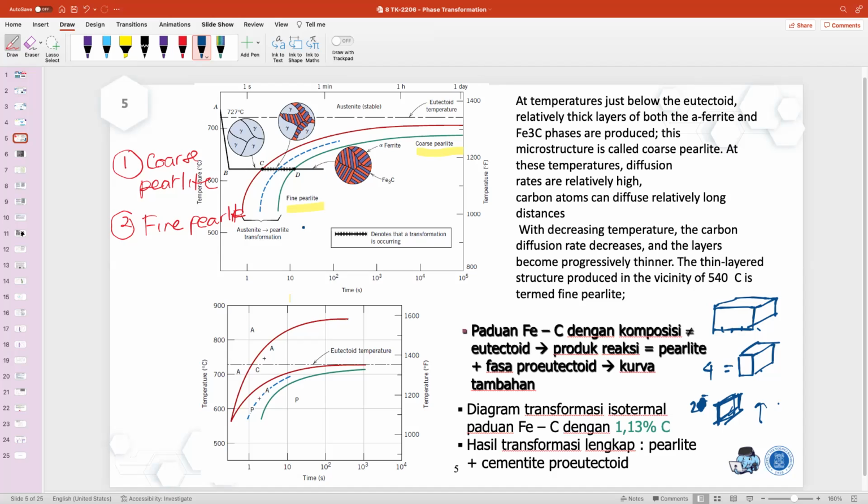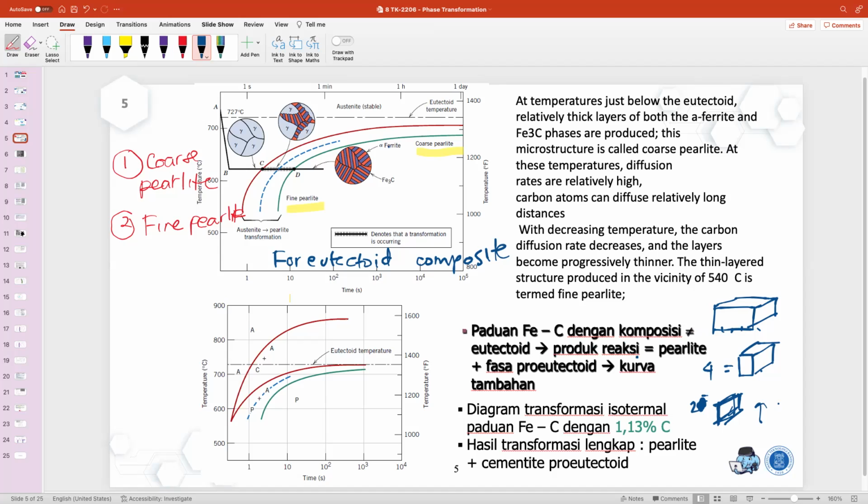Okay, let's continue. This one is strictly for eutectoid composition, because it only shows the transformation from austenite into pearlite. Now the question is, what if we have alloys whose composition is not equal to the eutectoid composition?